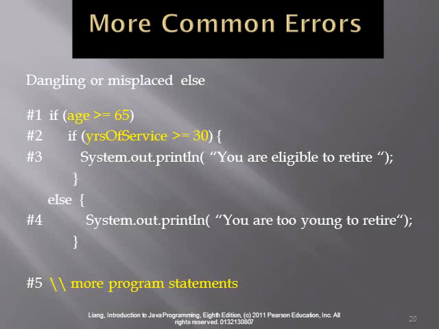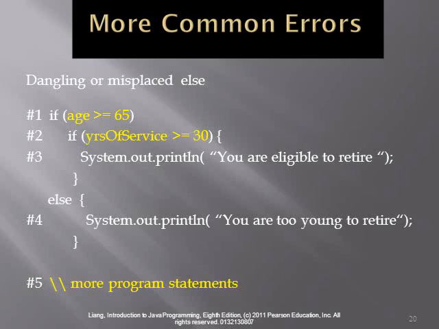So if line number 1 is true with a nested if, then line number 2 will be tested to see if it's true. And if it's true, then line number 3 will be executed and print out a message: you are eligible to retire. As this is written, if line number 2 is false, line number 3 will be skipped. We'll hit the else statement, and line number 4 will be executed, which says that you're too young to retire.